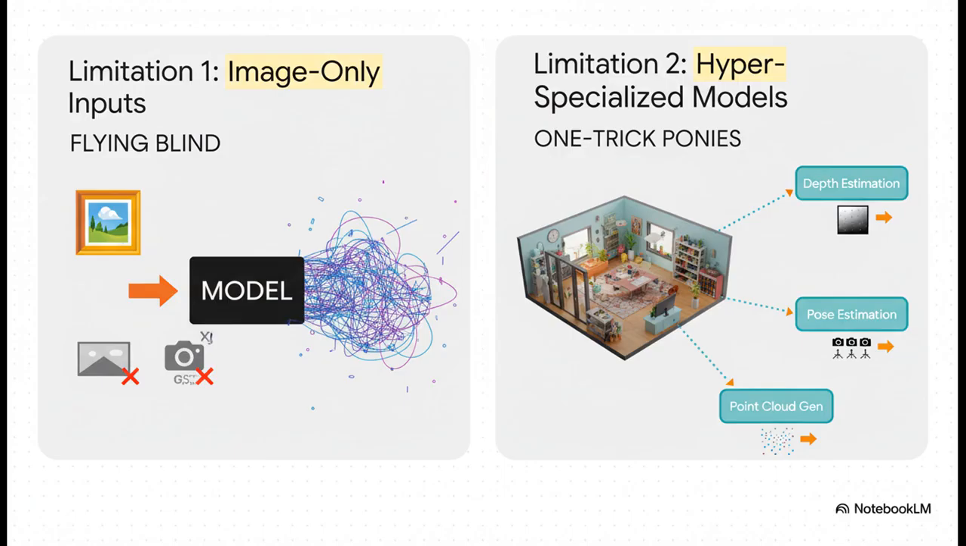First, on the input side, most models were basically flying blind. You'd give them some pictures, and that's it. They totally ignore super useful clues, like where the camera was, or if you had a rough depth scan. This leads to all kinds of silly mistakes. And then on the output side, you had a whole bunch of one-trick ponies. You'd have one model that was a genius at guessing depth, and another one that could figure out camera positions. But they were specialists, they didn't talk to each other, and you couldn't get the full picture from just one of them.